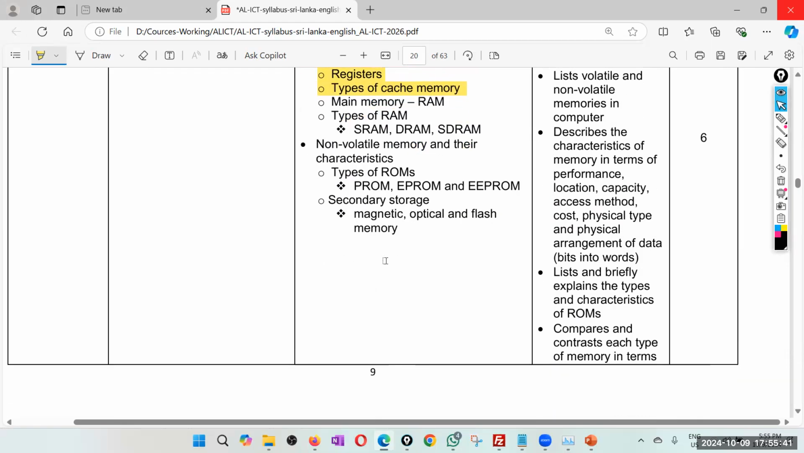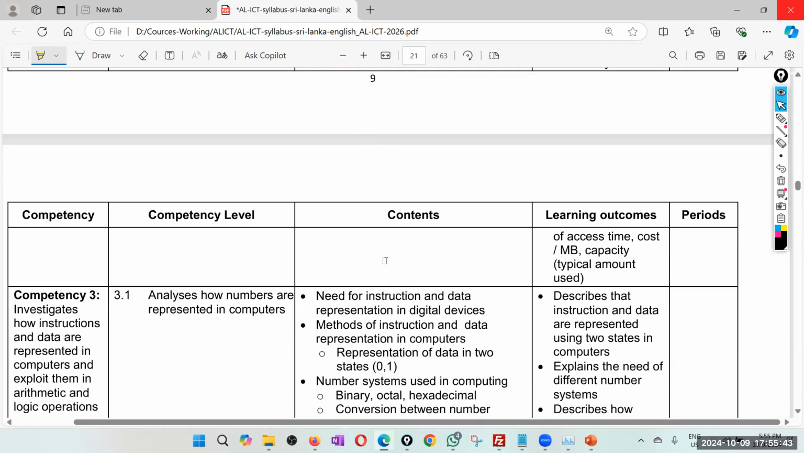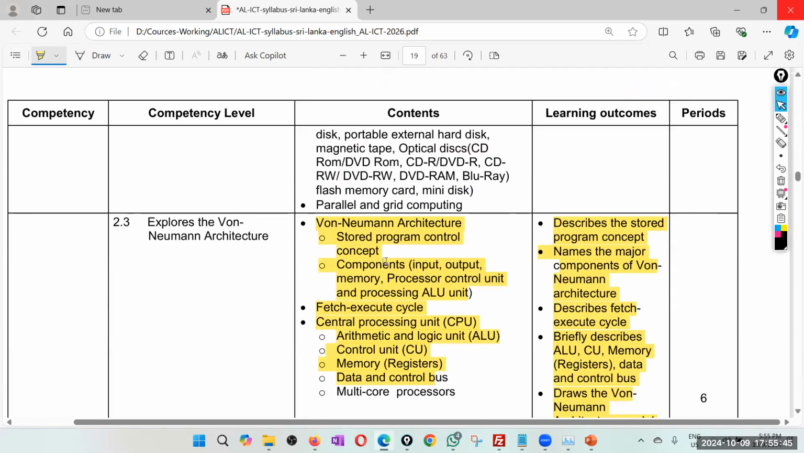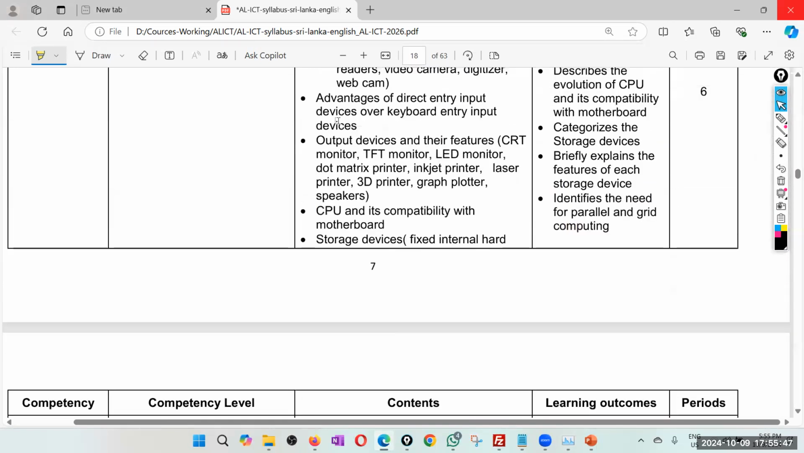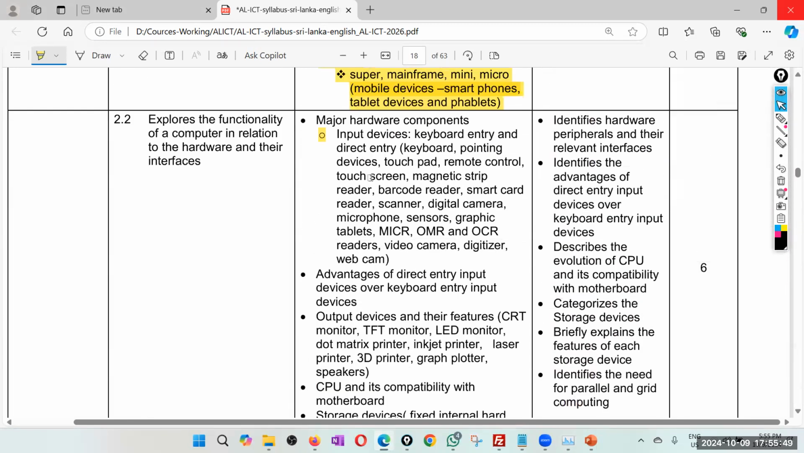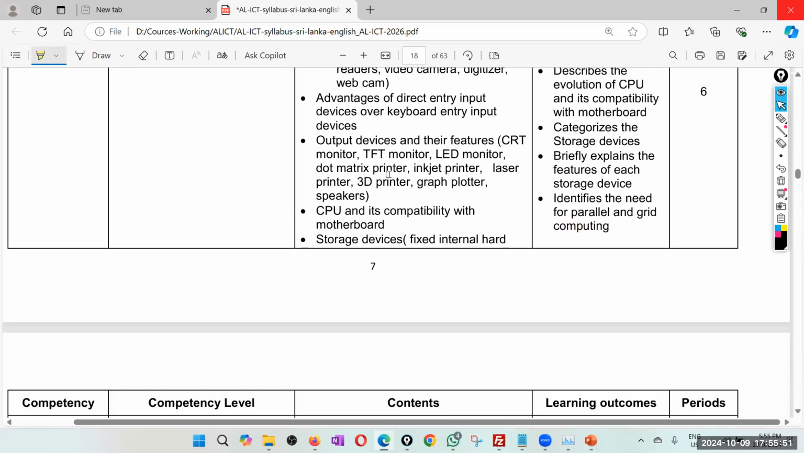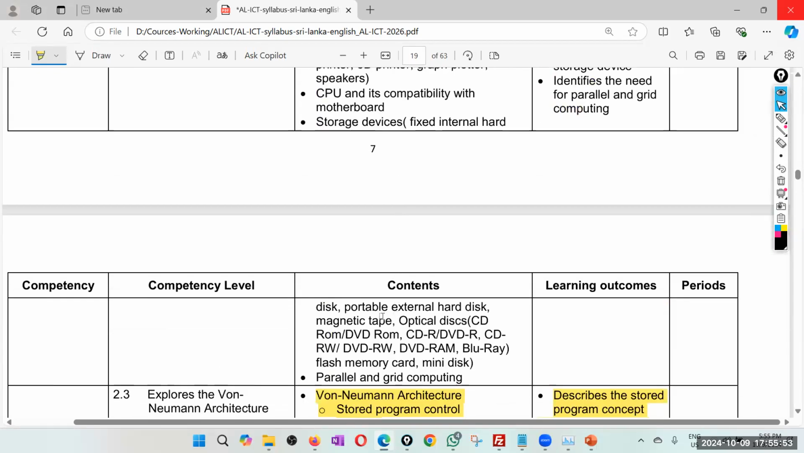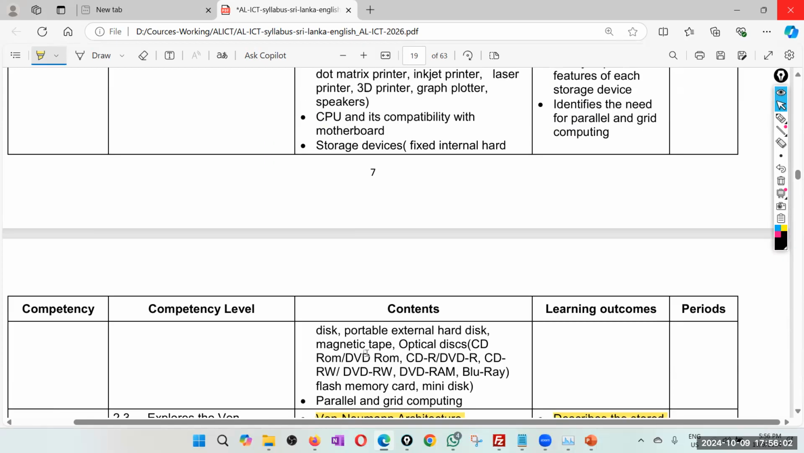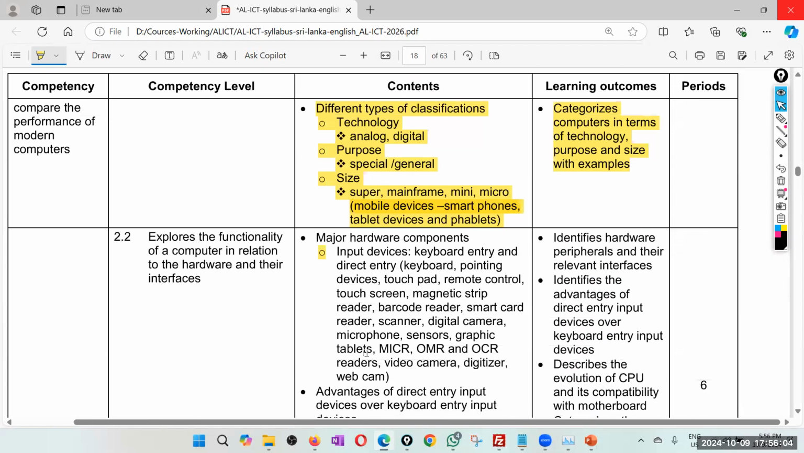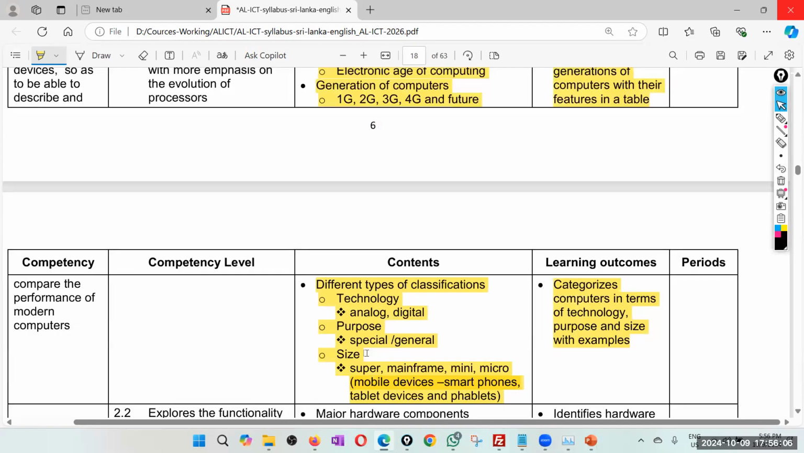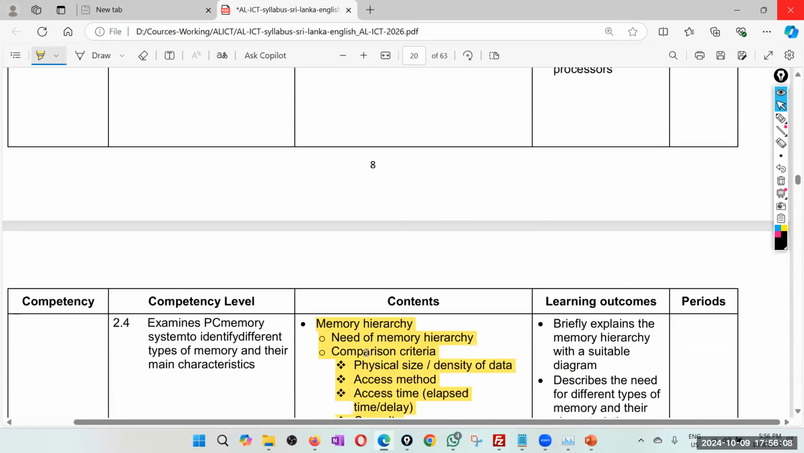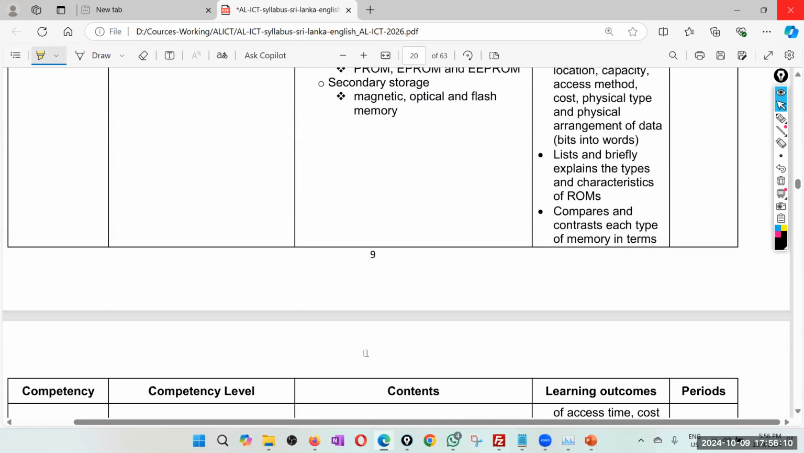What is PROM? What is EPROM? EEPROM? And also we will revisit the different input devices and output devices. Different storage devices, like what is a CD? What are the variations of CD, DVD? How does the hard disk work? How does the SSD work? And then your topic 2 is over. Of course, it will take another 2 days to finish topic 2.